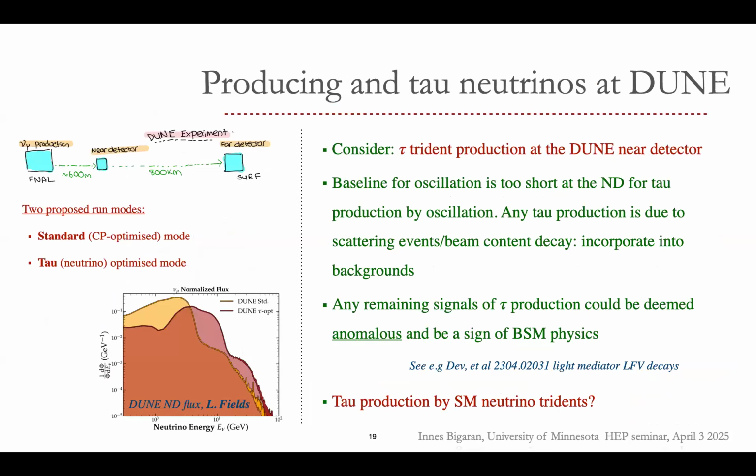But what we needed to do is revisit this for tau production through these tridents at these DUNE neutrino energies, not just using the EPA, but extending this and doing a full calculation. And just to clarify, full calculation means the 2 to 4 calculation.